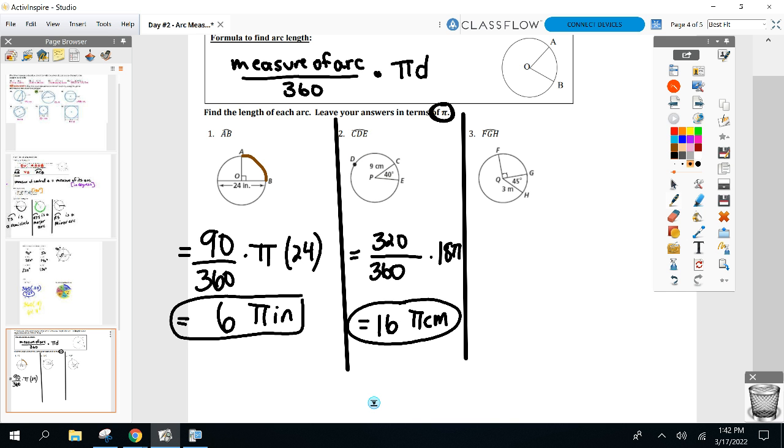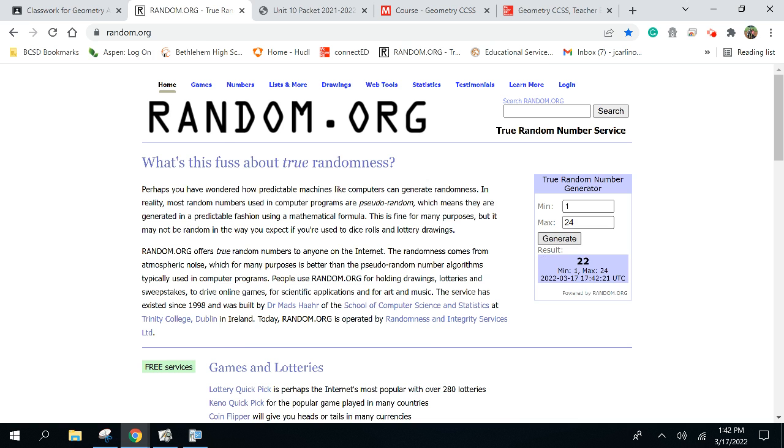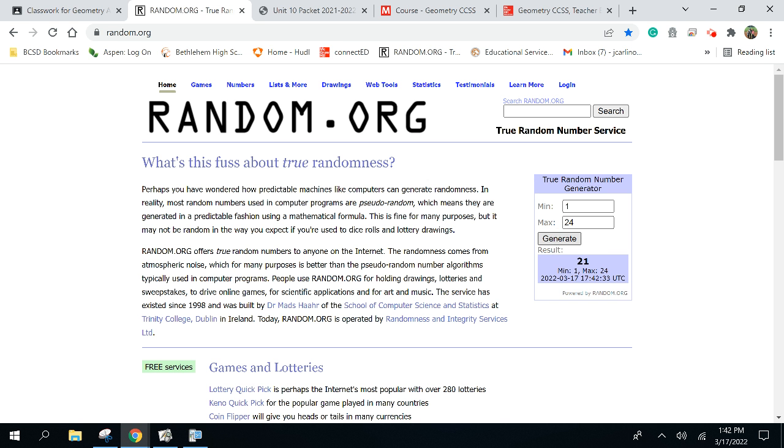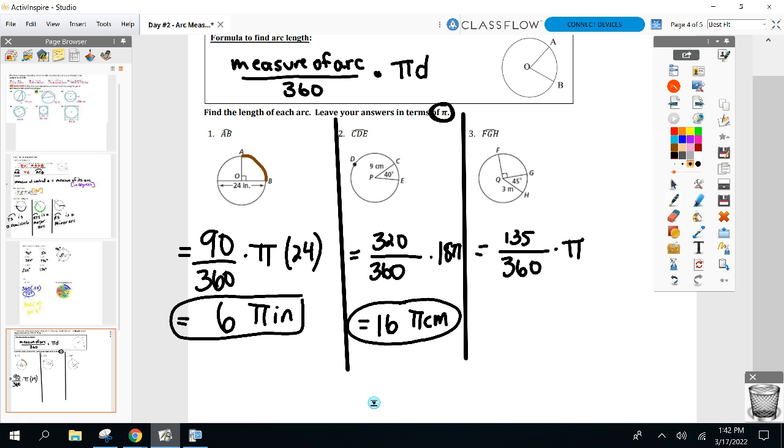All right, one more. F to G to H. What's the length of that arc? Can somebody help me? What's the measure of the arc first for the formula? Good. 90 and 45. 135 over 360 times diameter. The diameter length is 6. Bring the pi down and go to work. It's okay if you get a decimal here. You can leave it as that decimal or leave it as a fraction. Your call.